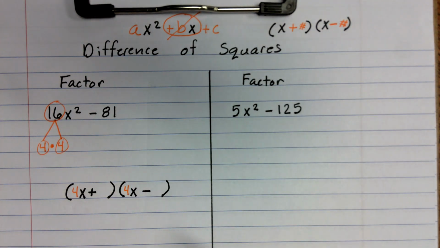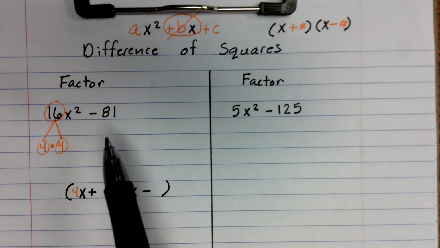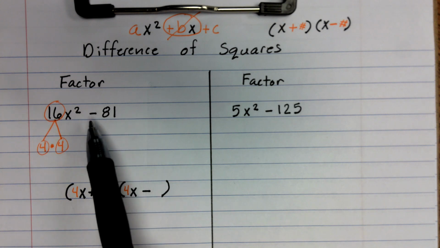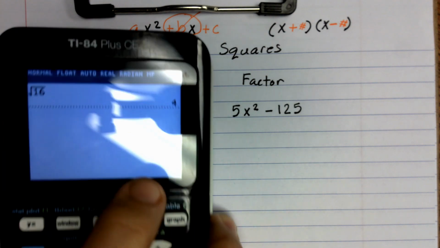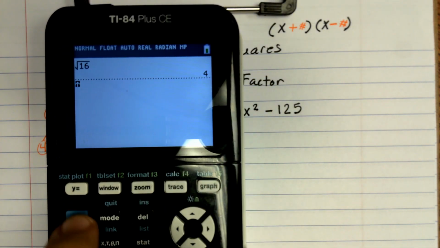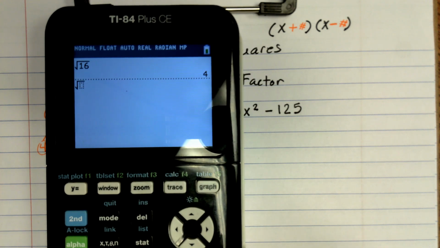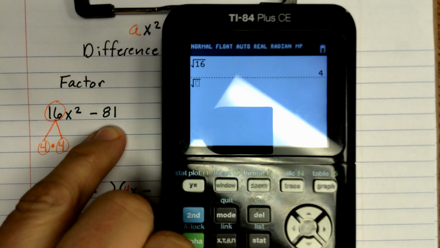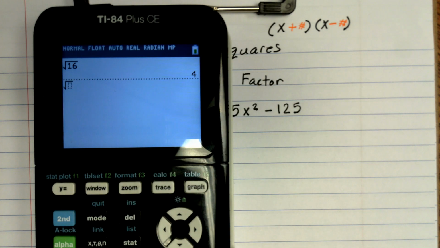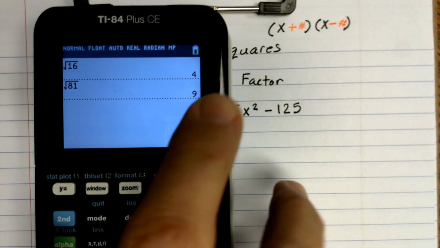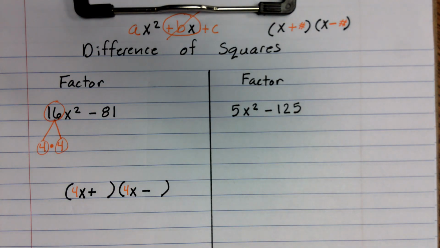Now what we need to find is what two numbers can multiply together to give me the c value, right? So I'm going to get my calculator. Once again, I'm going to hit second and the x squared button, the x with an exponent of 2, and I'm going to put in the value of 81 and hit enter. Notice it gives me 9. So 9 times 9 gives me 81.